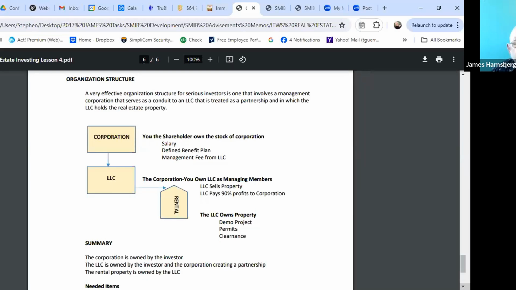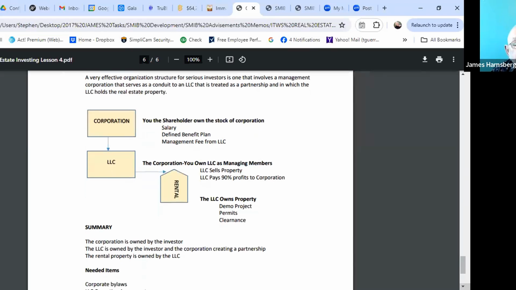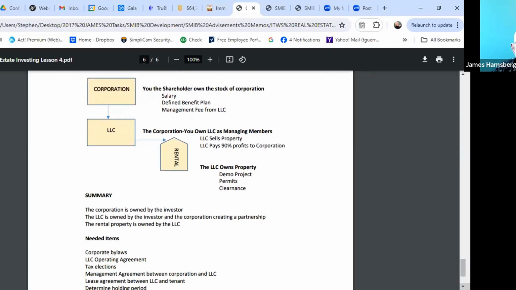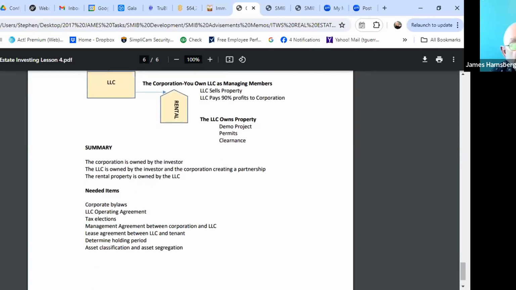The corporation is owned by the investor, you, and the LLC is owned by the investor and the corporation, creating a partnership. The rental property, or in this case, the demo property, is owned by the LLC. All we need is to make sure that our bylaws are congruent. The LLC operating agreement has all the tax provisions and tax elections, and we have a properly executed management agreement between the corporation and the LLC. We have a lease agreement between the LLC and any tenant if we were going to rent it out before we demoed. We're going to determine our holding period.